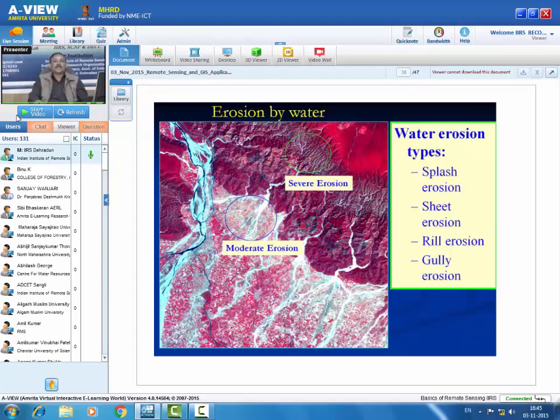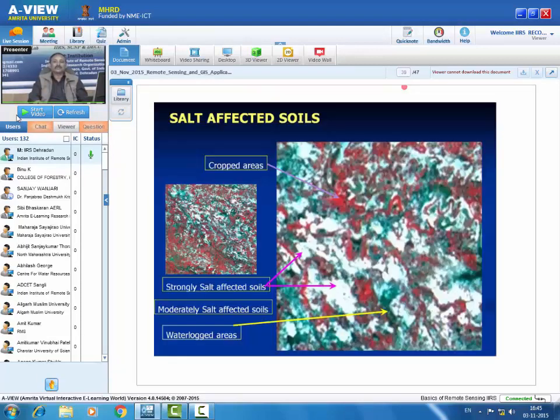So you can map erosion directly, you can see it from the satellite data, but indirectly you can interpret it with the help of topography and vegetation features, for different types of erosion.